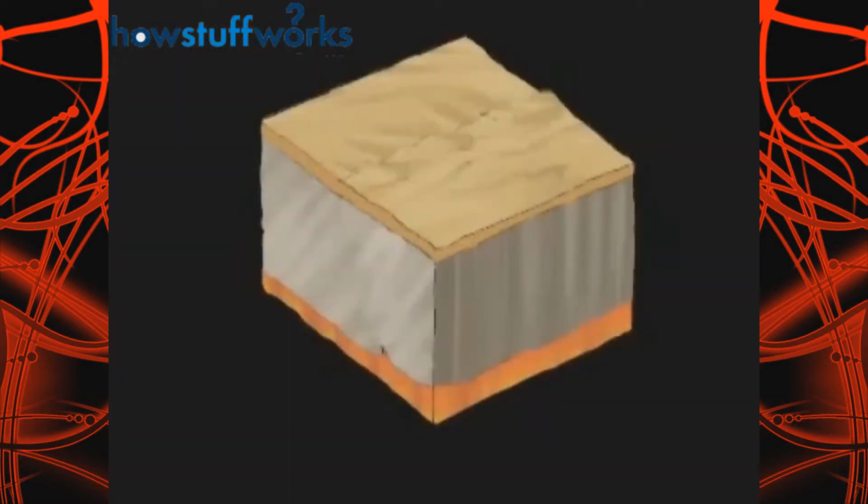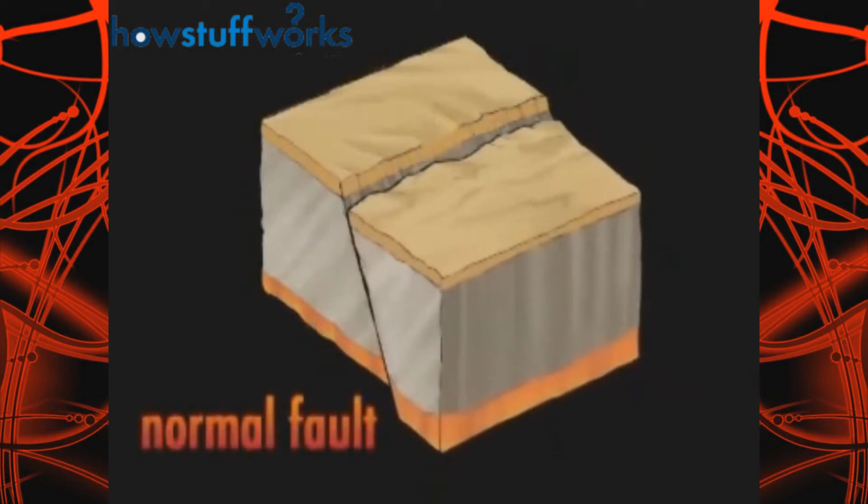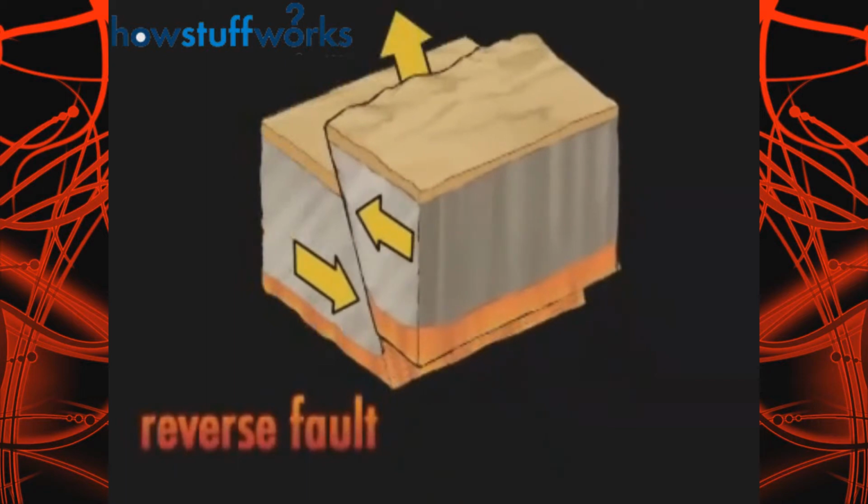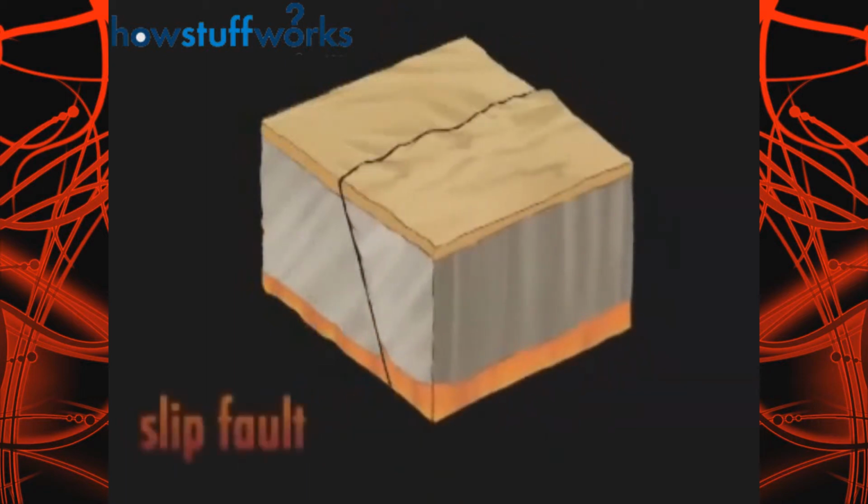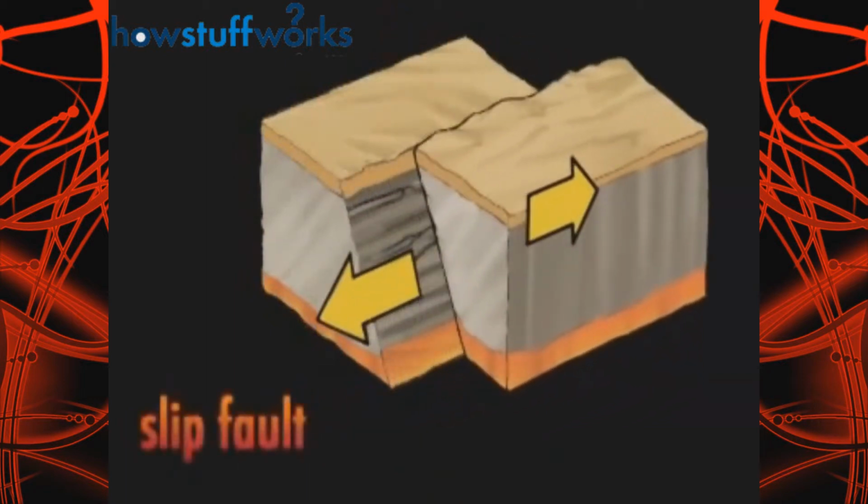There are 3 different ways for plates to interact with each other. In a normal fault, the plates are separating. In a reverse fault, the plates are running into each other. In a slip fault, the plates slide against each other. Slip faults can cause some of the most dramatic earthquakes. The edges that are supposed to be sliding against each other can actually lock together and pressure builds. Then, in an instant, the pressure releases and huge tectonic plates can move up to 10 feet or more.